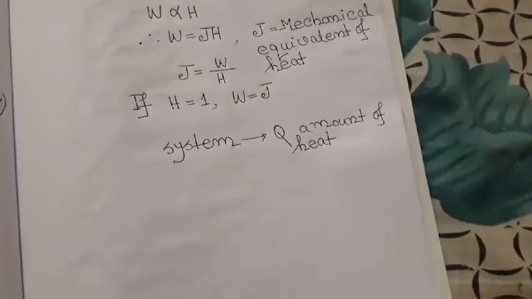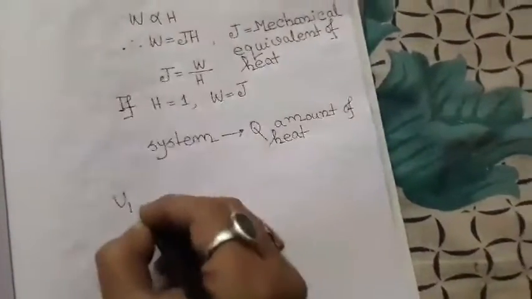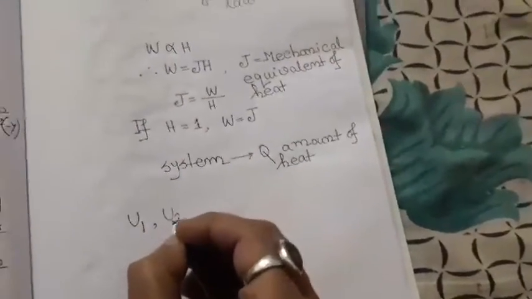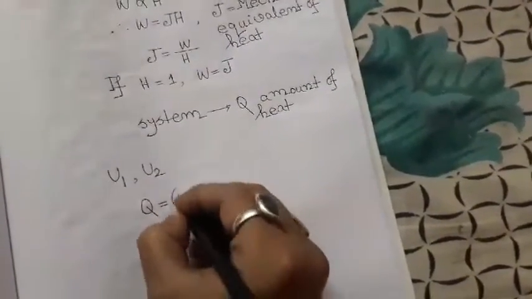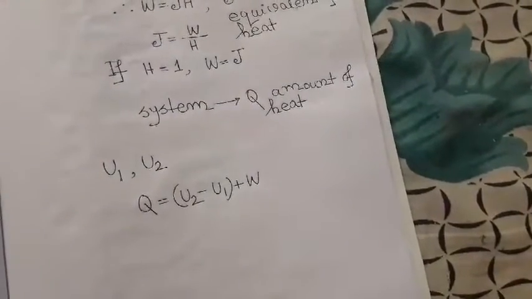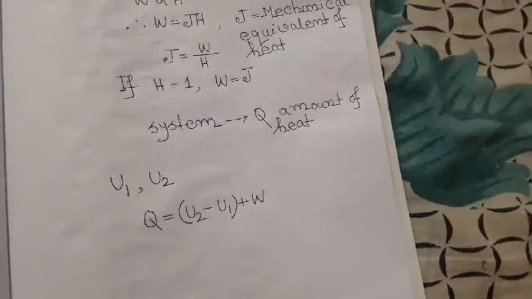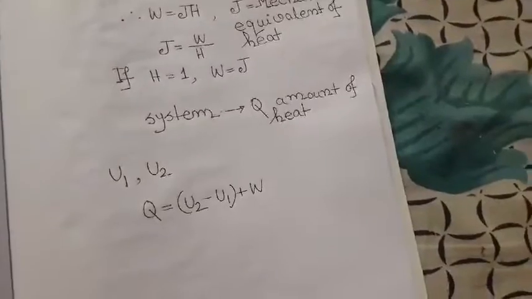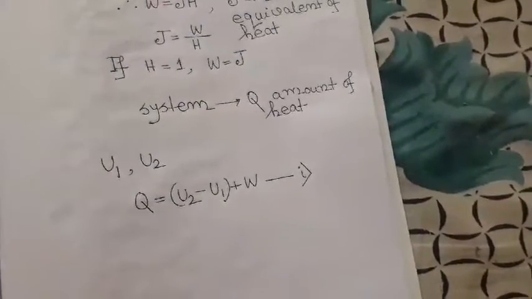That means if U1 and U2 are the initial and final internal energies of the system, then this law can be written as Q equals U2 minus U1 plus W. U1 is the initial internal energy of the system, U2 is the final internal energy of the system, and W is the amount of work done. So this is the mathematical form of the first law of thermodynamics: Q equals U2 minus U1 plus W.